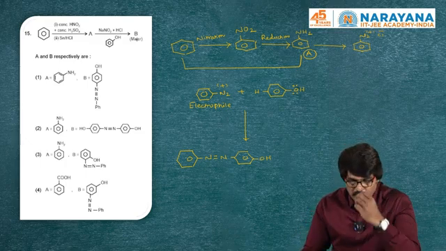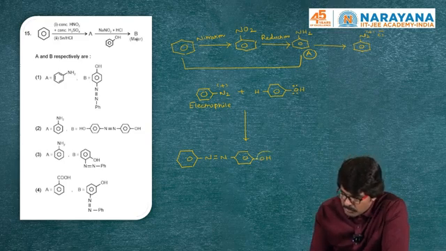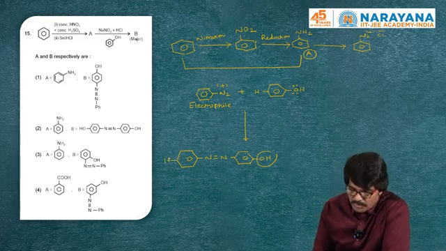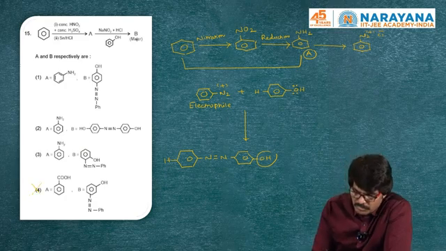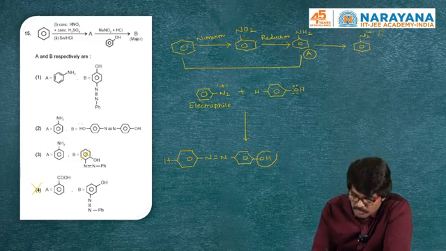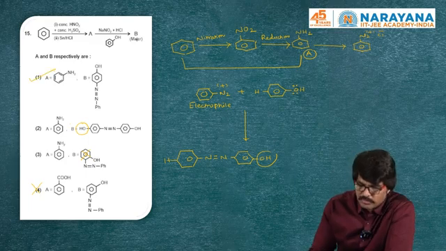So A is aniline, B is the azo compound, but here there must be only one OH group, and the other position is only hydrogen. So this option is ruled out, aniline is given, this is also ruled out as he gave it at another position, and obviously this is also ruled out because of the additional OH group. So you have to go for the first option.